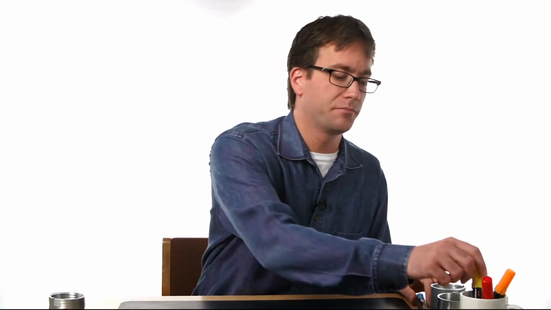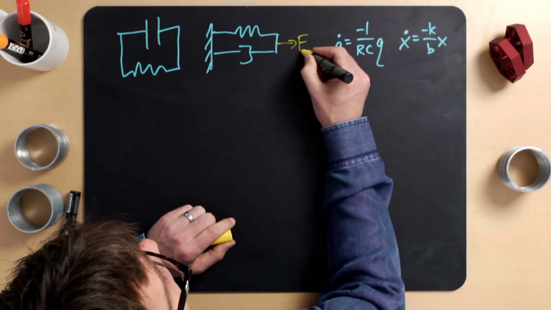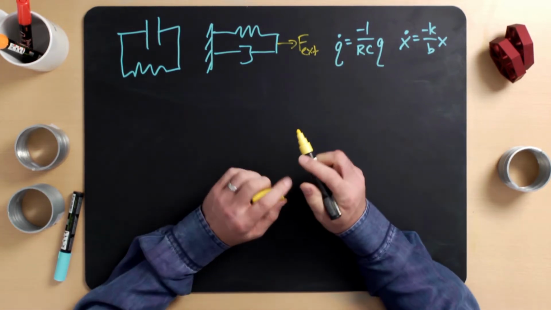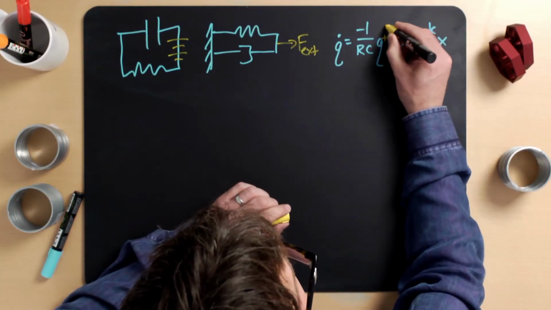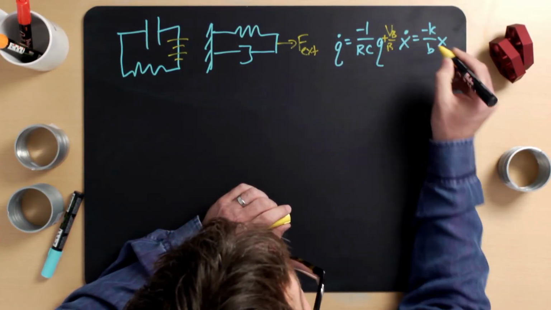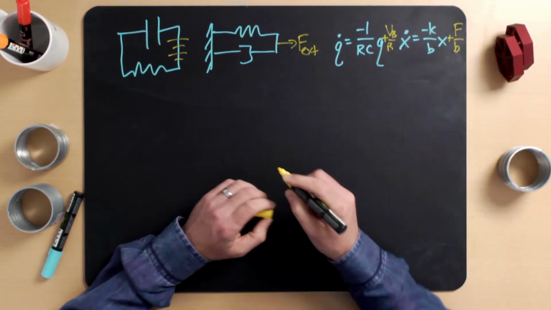If we add an external force to the spring damper system here, so we have an external force, what type of electrical system should have an equivalent equation of motion? Once we add a battery to the circuit, the two differential equations are the same again. So here we get plus VB over R, and here we get plus F external over B.